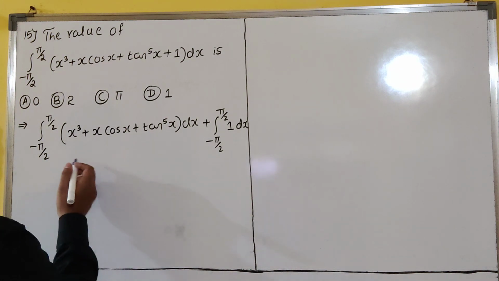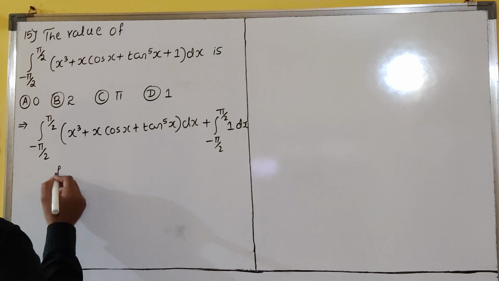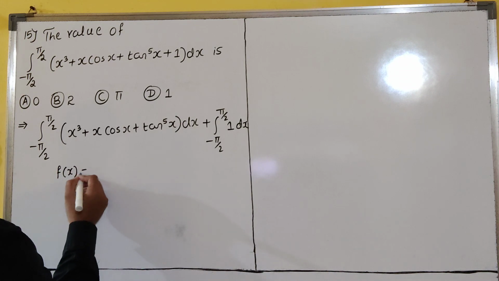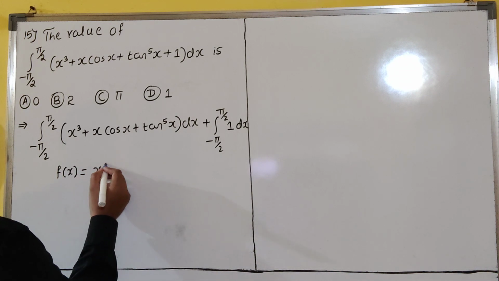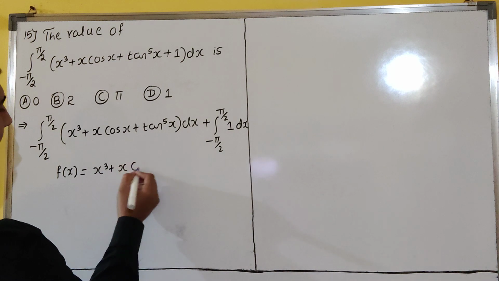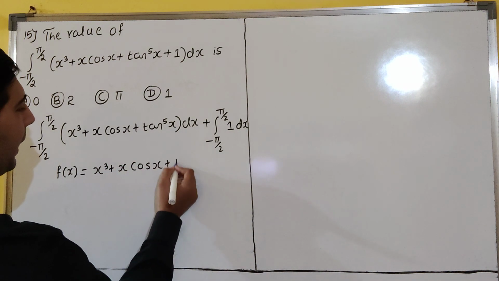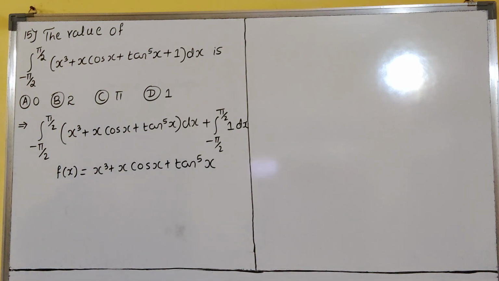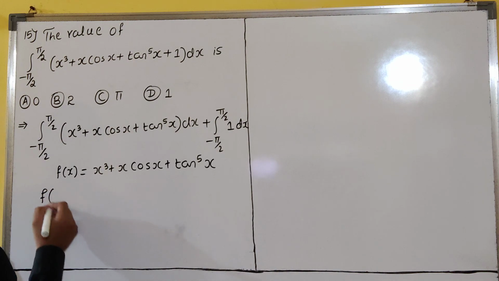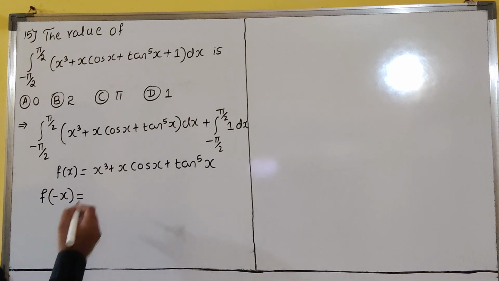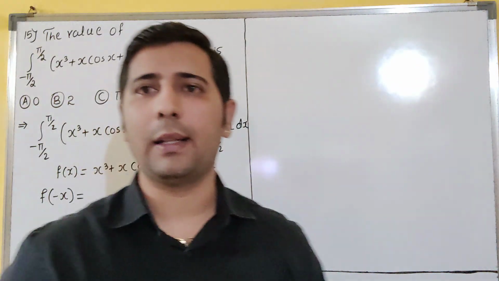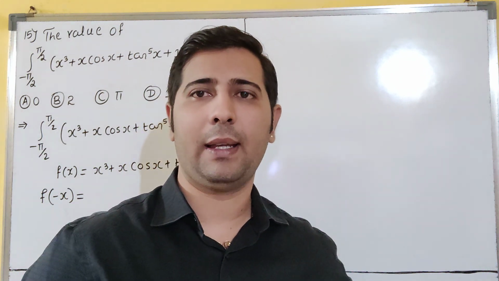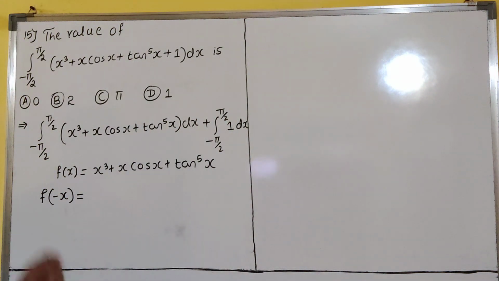This is that. So I will call it as what? f of x, dear students. f of x is what? x cube plus x into cos x plus tan raised to 5x, dear students. Clear? So now what will happen? I will replace x by minus x. See why I am using this one. You know f of x is replaced by what? x is replaced by minus x.